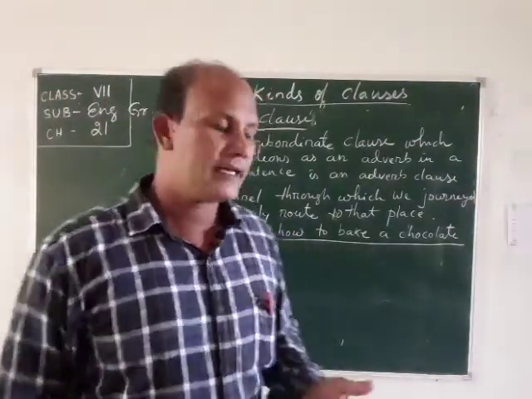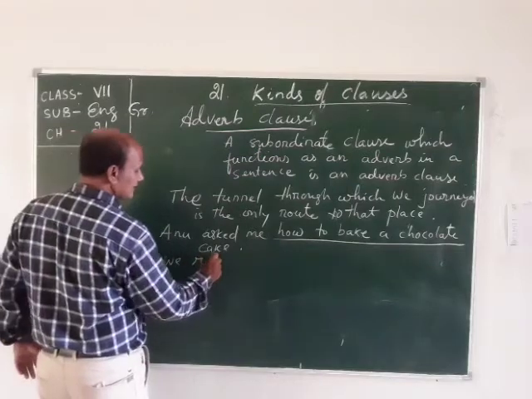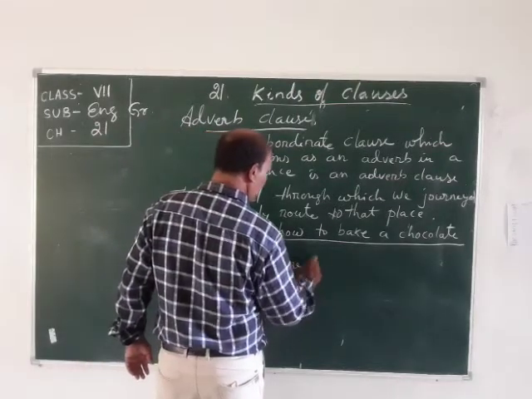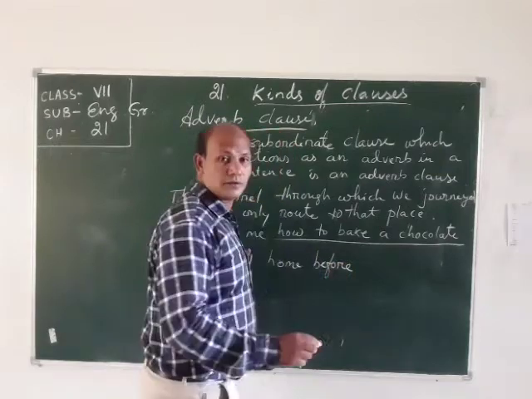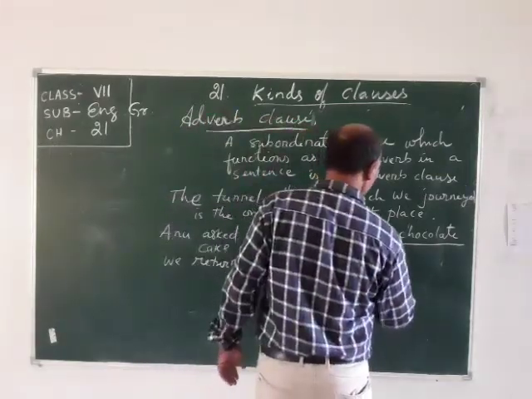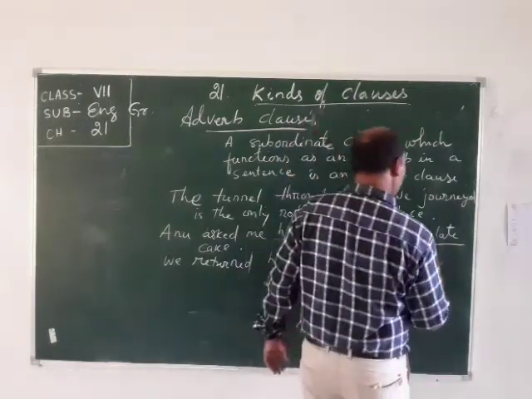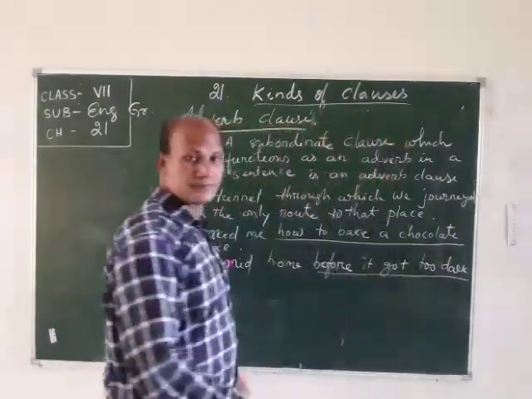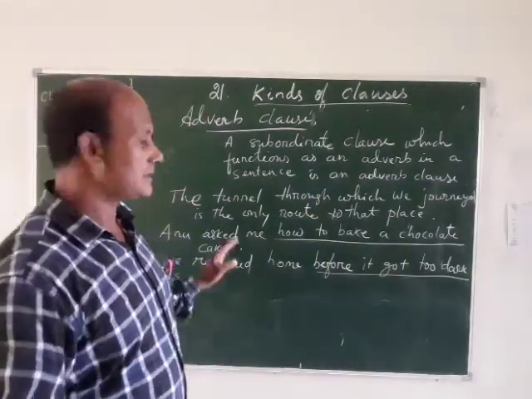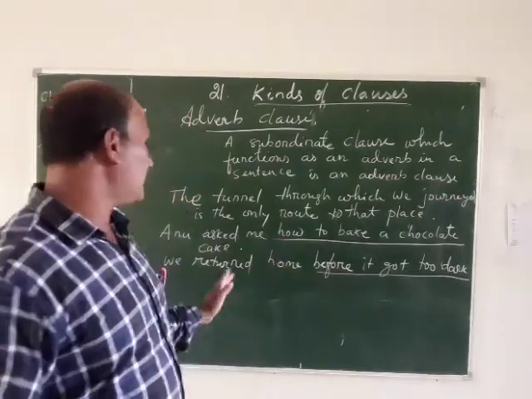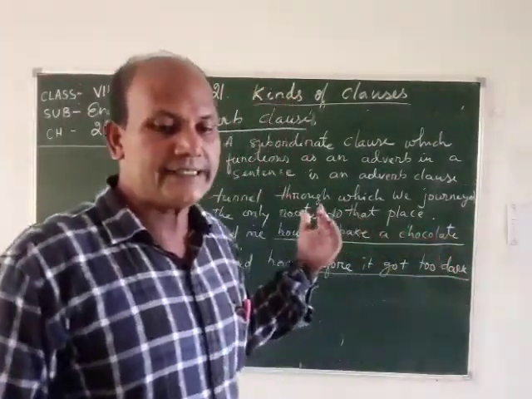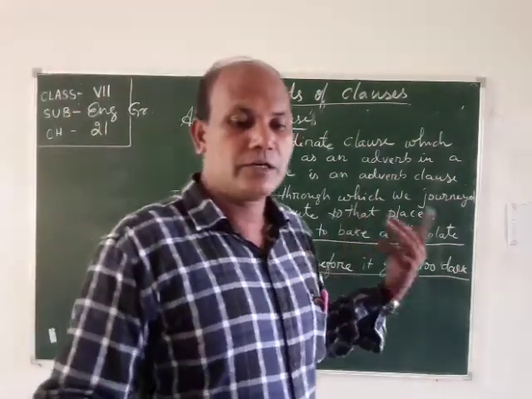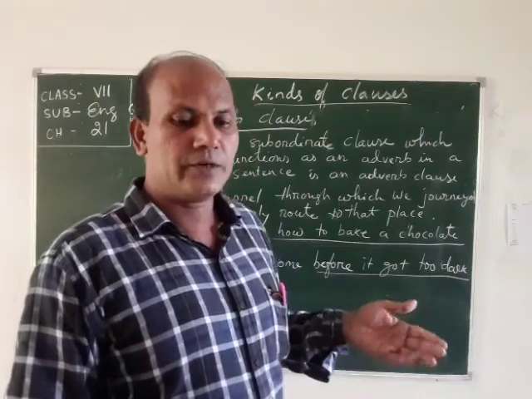So, another sentence: We return home before it got too dark. So the highlighted clauses, just like how to bake a chocolate cake and before it got too dark, act as adverbs in these sentences. So they are called adverb clauses. Adverb clauses answer the questions how or when.